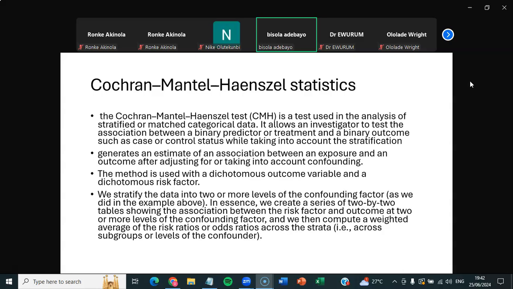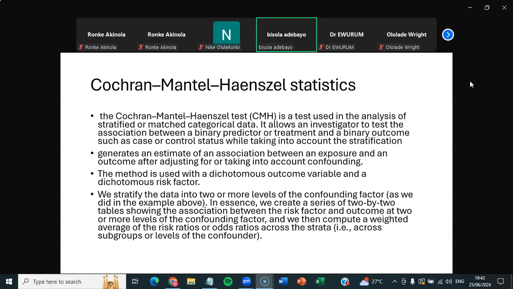Usually when you run SPSS, you have the option to select it. It also helps you calculate what is like a weighted odds ratio. But many times you see that the differences are very minimal if you've been using it. It is a test used for the analysis of stratified or matched categorical data. It allows an investigator to test the association between a binary predictor or treatment and a binary outcome. The limitation is that you can only use it for a 2x2 table. So it takes into account stratification.